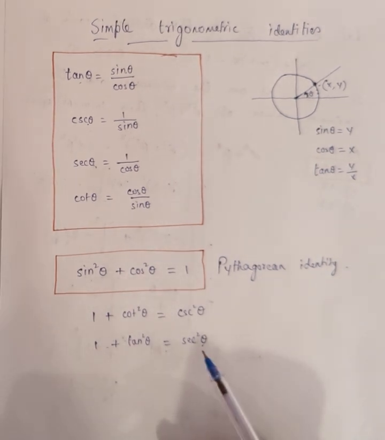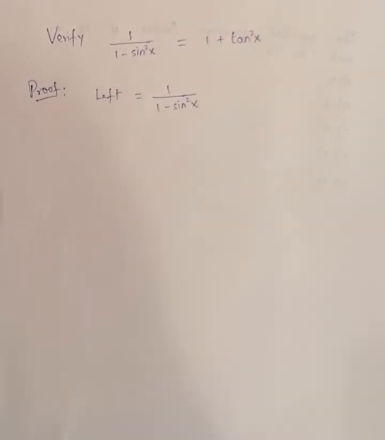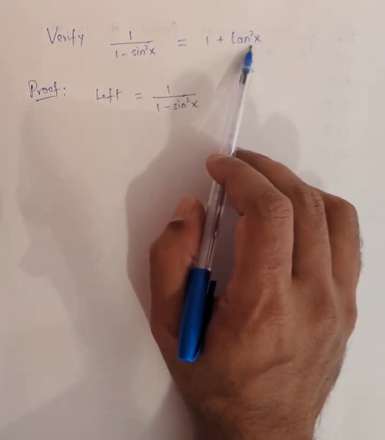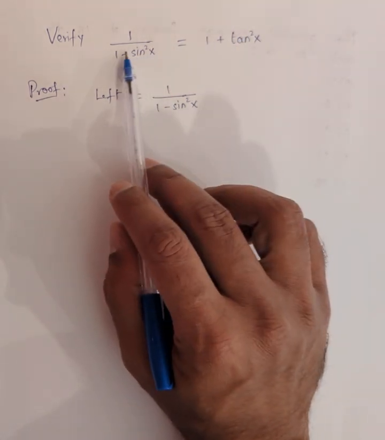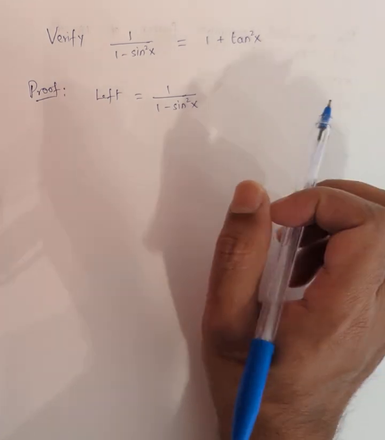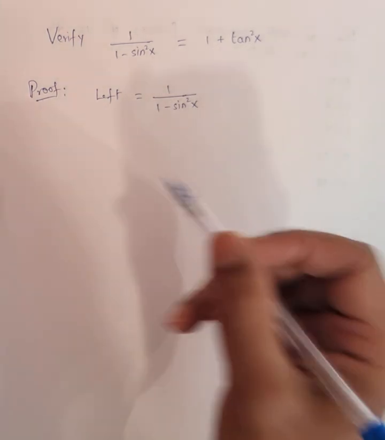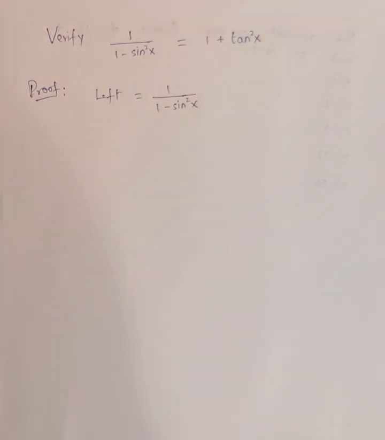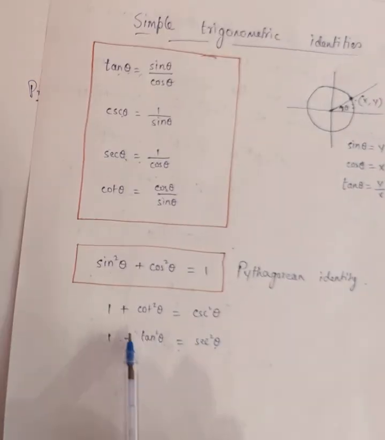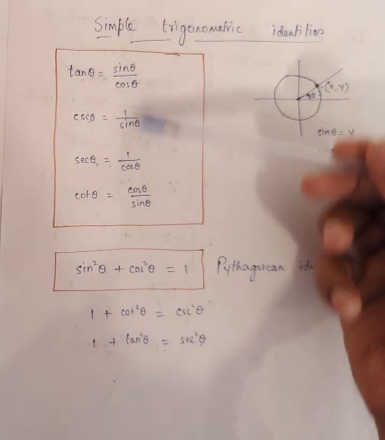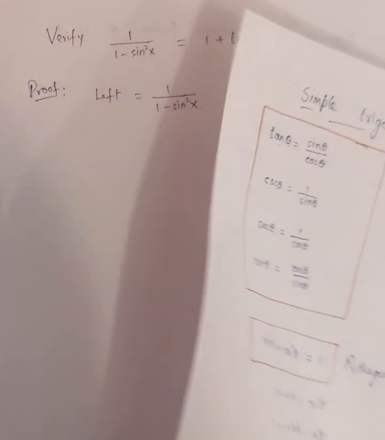See, 1 plus tan square equals secant square. So if you look at the right side, then if you can show that this is secant square, we are basically done. Alright, but let's assume that we don't remember this identity. All we know is what's in this box and this box.